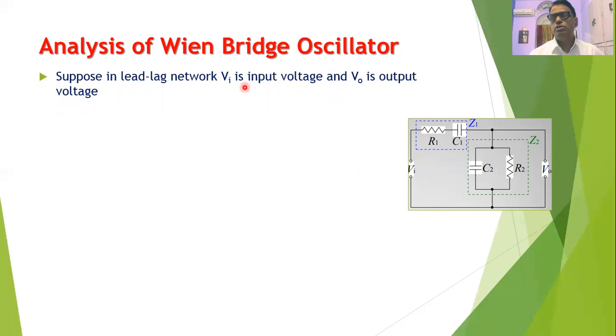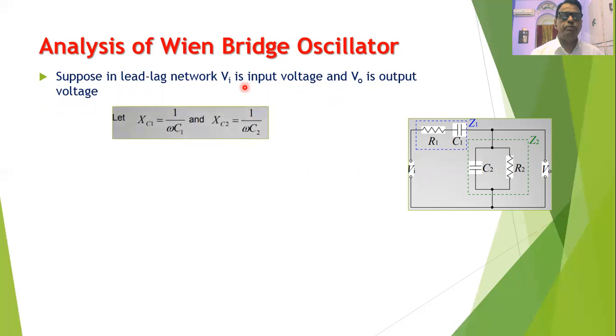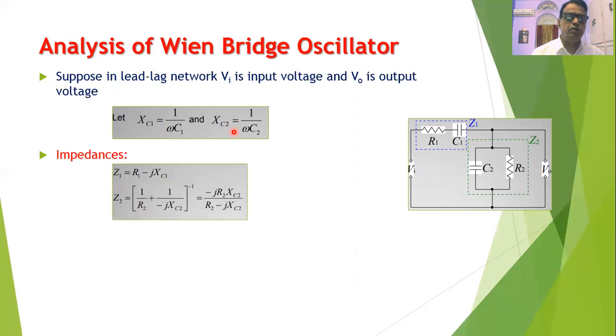Suppose VI is the input voltage and VO is the output voltage, and suppose Z1 is the impedance of the series combination and Z2 is the impedance of the parallel combination. Now we know that the reactance of the capacitor can be given as XC1 equal to 1 upon omega C1 and XC2 equal to 1 upon omega C2. Now we can write the equations for the impedances Z1 and Z2. The impedance Z1 can be written as R1 minus jXC1, and Z2 can be written as [1 upon R2 plus 1 upon minus jXC2] raised to minus 1. So this can be written as R1 into R2 divided by R1 plus R2, that is, minus jR2 XC2 divided by R2 minus jXC2.